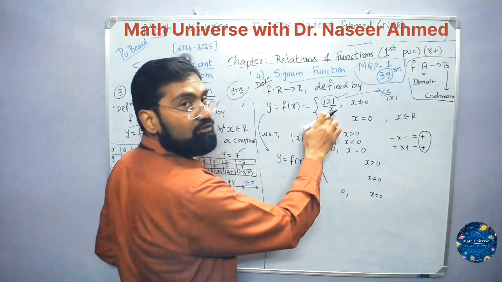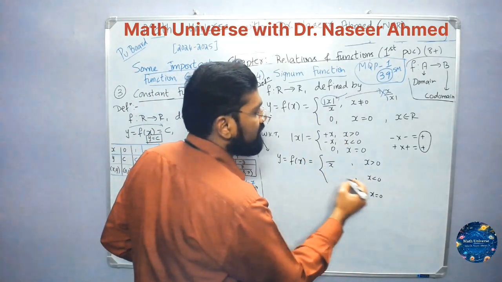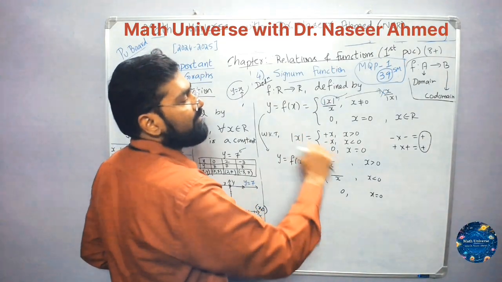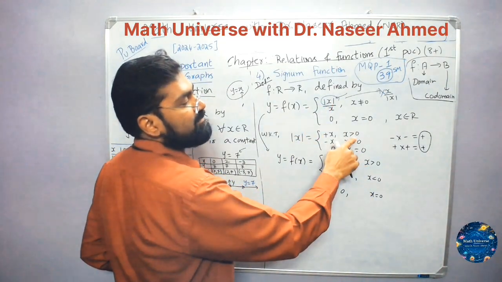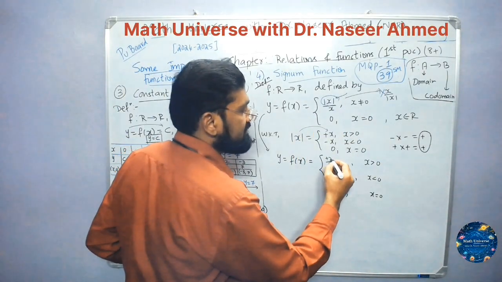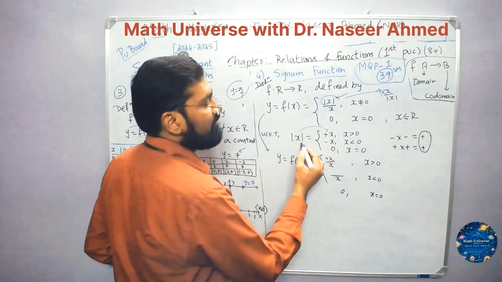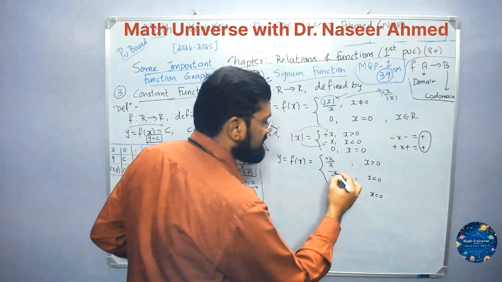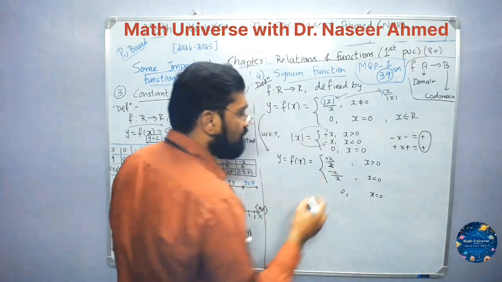Now, the denominator has no mod. So I can write x for this denominator, and for this also I can write x. Now comes the numerator. When x is positive, mod x is plus x. So in place of mod x, it should be plus x. Similarly, when x is negative, mod x is minus x. So in place of mod x, it should be minus x. So now you see, this x which is there, both will get cancelled.